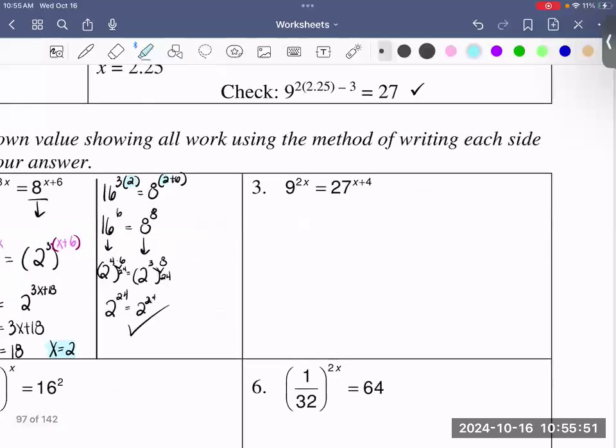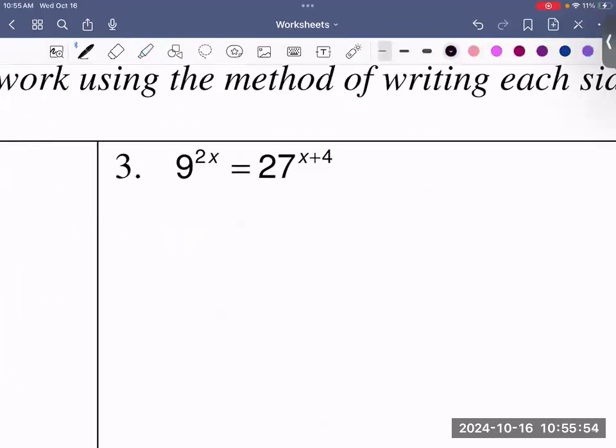Let's try it again with 3. Now, I would say pause the video and try this one on your own. So again, 9 and 27. Yes, 27 has a 9 in it, 9 times 3, but keep in mind what 9 can be made up into, right? 3 and 3.